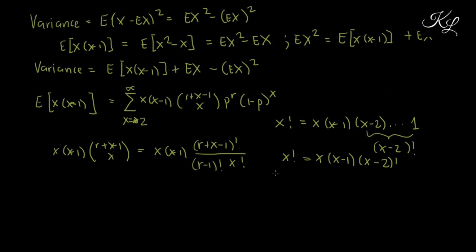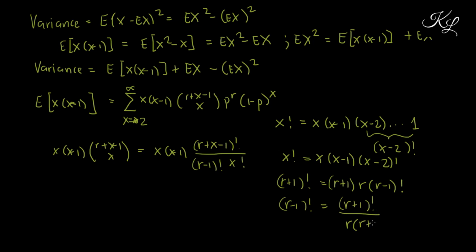We're gonna do the same for r, but I'll start with r plus 1 factorial. Then we will have r plus 1, then r plus 1 minus 1 is r, then r minus 1, then r minus 2, etc., until 1, but let's stop at r minus 1 factorial. So like this, then r minus 1 factorial, therefore, is equal to r plus 1 factorial over r times r plus 1, by rearrangement of this equation.